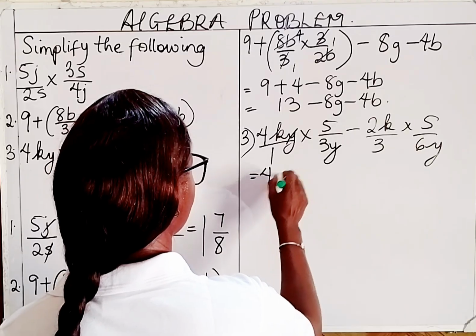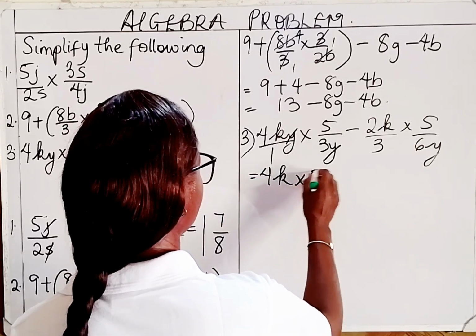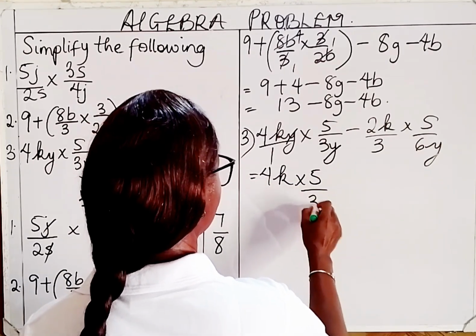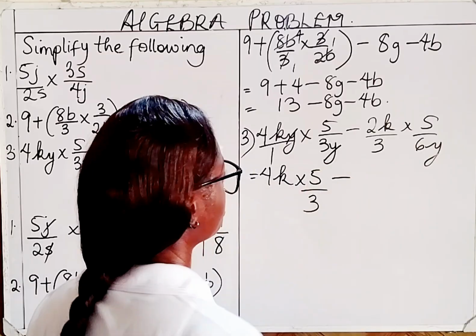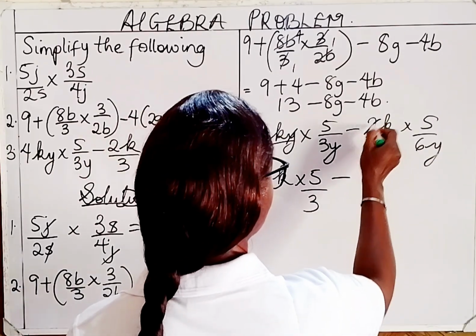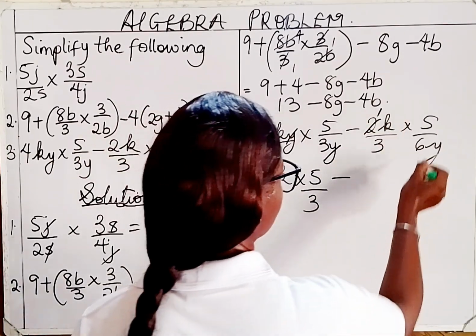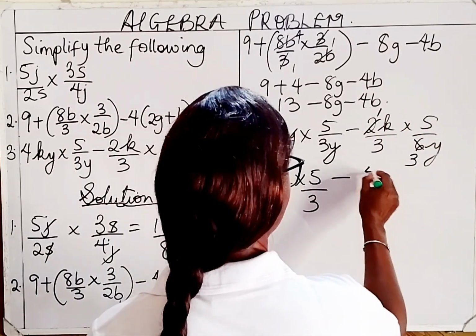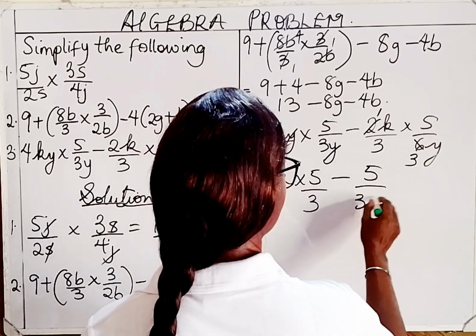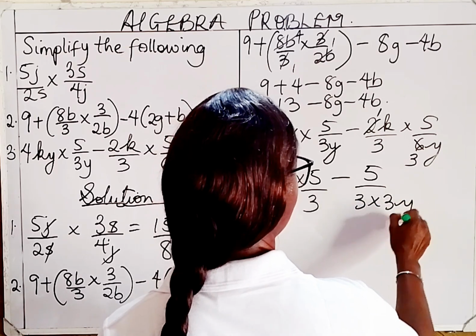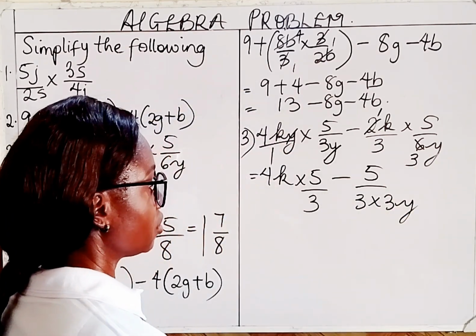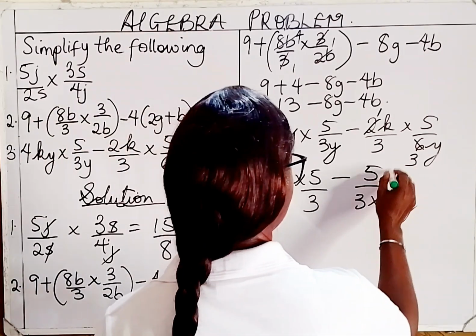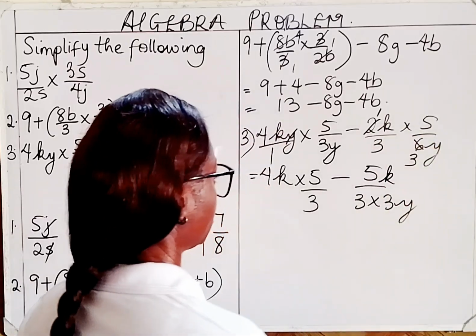4k times 5 over 3 minus, here 2 goes into 2 to give us 1, 2 into 6 gives us what? 3. And then we have 5 over 3 times 3y, right? Sorry, 5k, because k times 5 equals 5k.